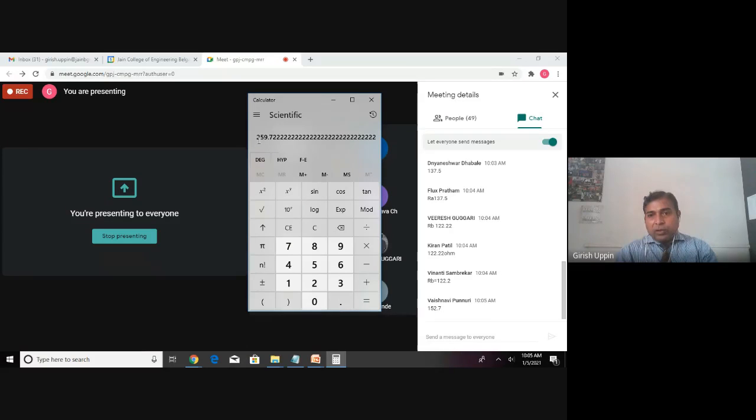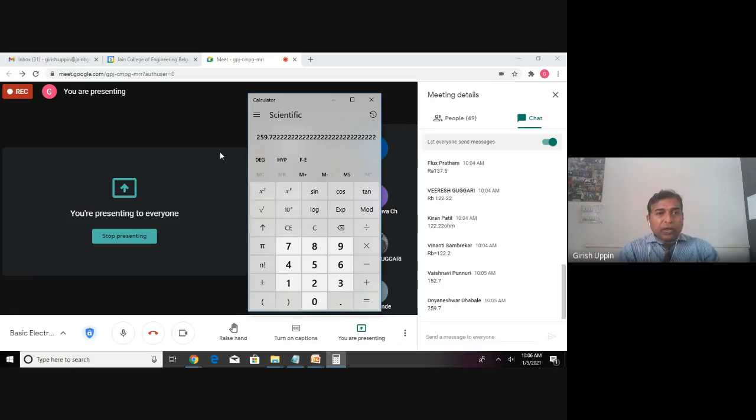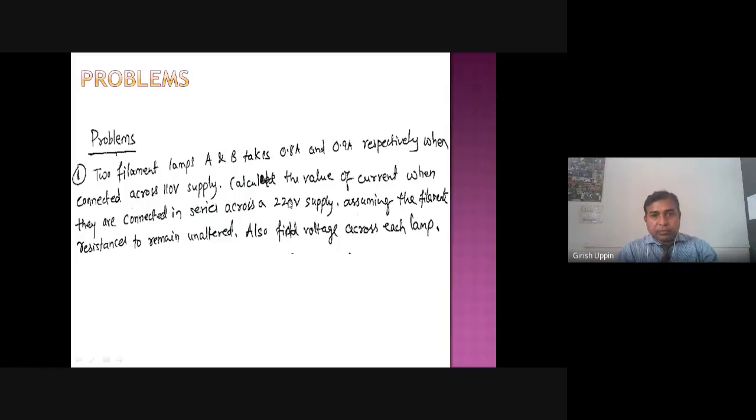So when resistor Ra, that is 137.5, is connected in series with Rb, 122.22, we get effective resistance Rs equal to Ra plus Rb. That will come as 259.72. And this series combination is connected across a 220 volt supply. The question is, calculate the value of the current when they are connected in series across 220 volt supply. So we have to find the current.